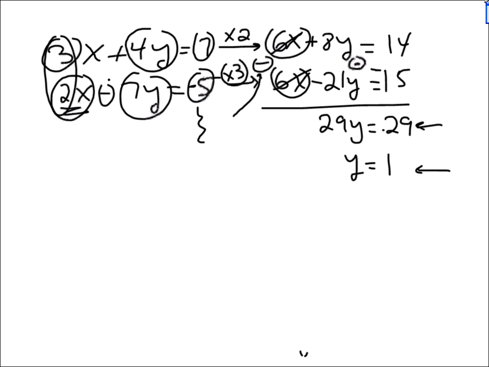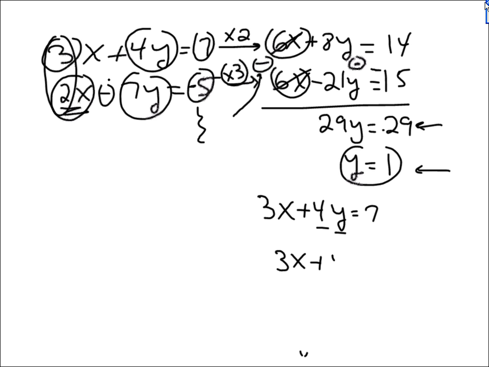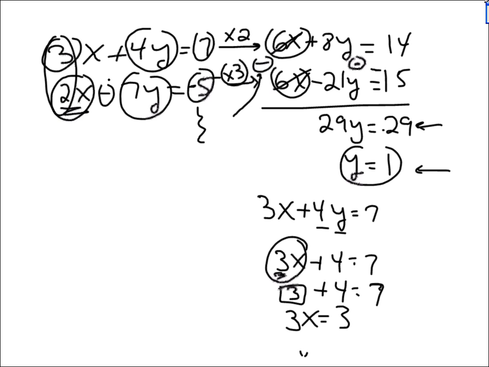So I'll go back to the top left equation. 3x plus 4y is 7. But I know y is 1. 4 times 1 is 4. So 3x plus 4 is 7. I know what that must be. It's 3. 3 plus 4 is 7. Some number plus 4 is 7. That number is 3. 3x is 3. Say x is 1. 3 times 1 is 3. And then the solution will be x comma y, 1 comma 1.